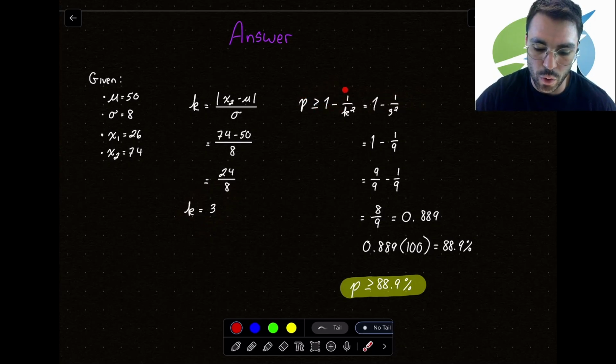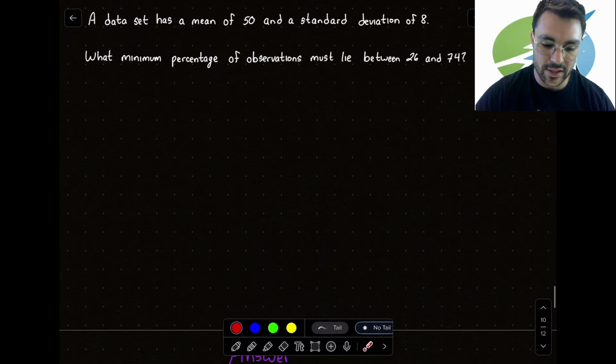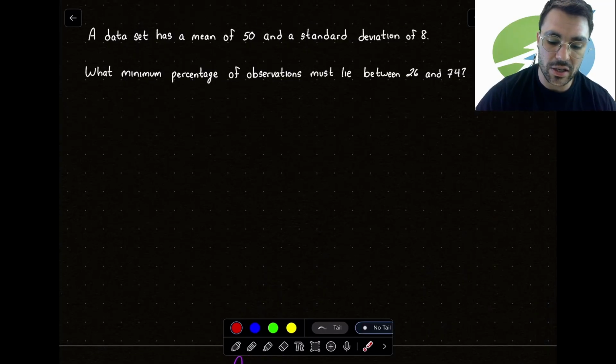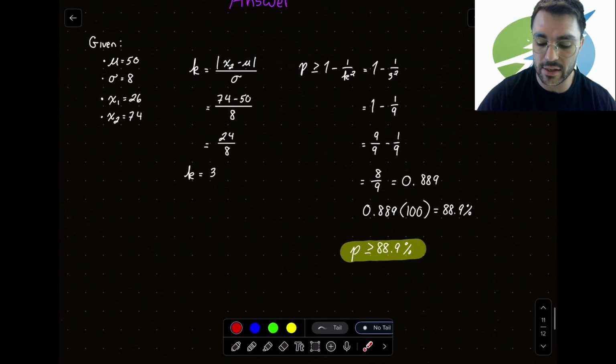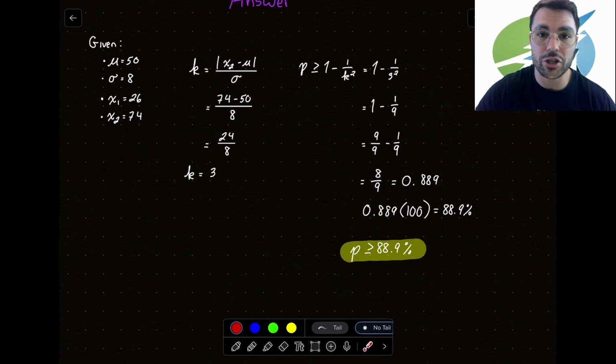Okay. Once we find our k equals 3, we plug it into Chebyshev's. P is greater than or equal to 1 minus 1 over k squared, which equals 1 minus 1 over 3 squared, which equals 1 minus 1 over 9. Turn the 1 into a fraction. 9 over 9 equals 1. We have our common denominator. 9 over 9 minus 1 over 9 equals 8 over 9, which is approximately 0.889. Multiply that by 100, 88.9%. So we could say that the minimum percent of observations that lie between 26 and 74 is 88.9%. Cool. And that's everything I have for you on Chebyshev.